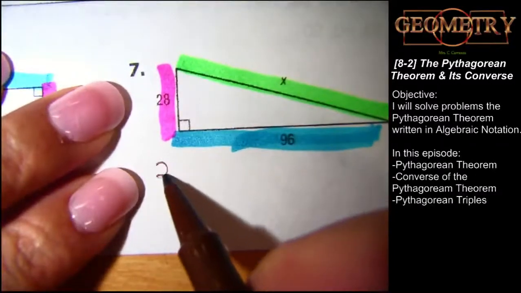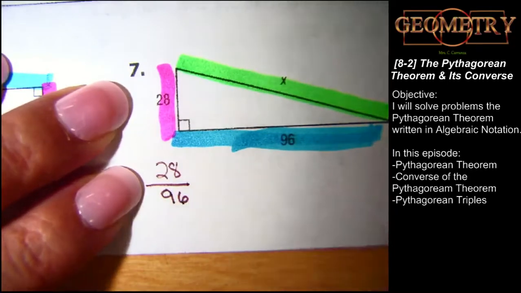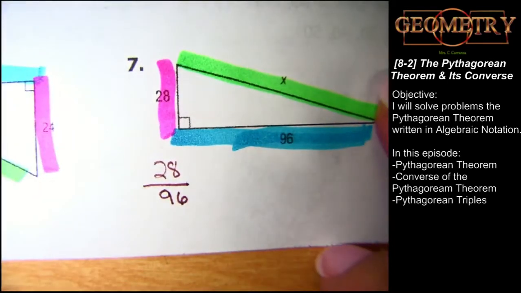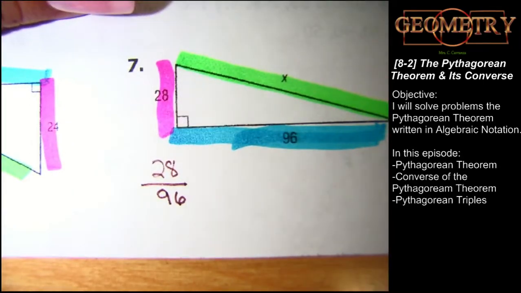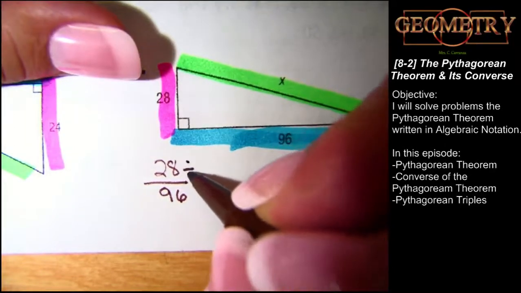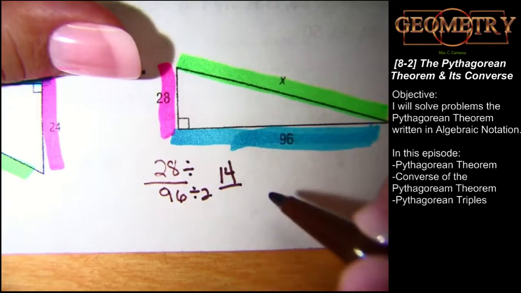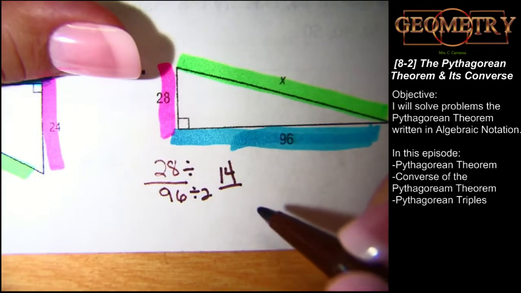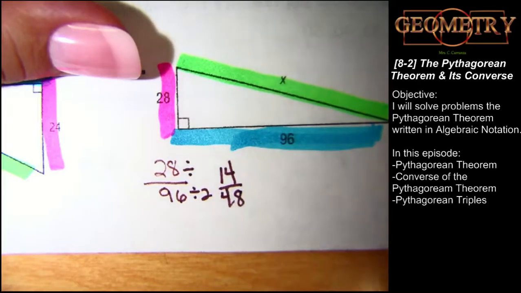I'm going to take 28 and put it in a fraction over 96, and I'm going to reduce this down as far as I can. Those two numbers then will become the two new numbers that I'm going to use to look into my chart. They are both even numbers, so I can divide them by 2, and I end up with 14 over 48.